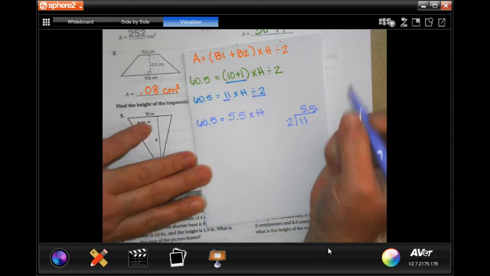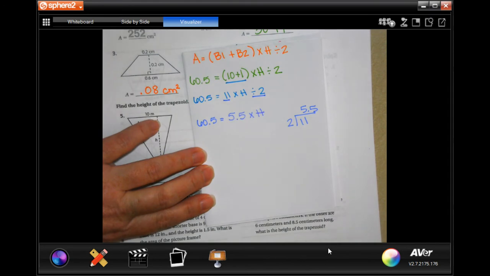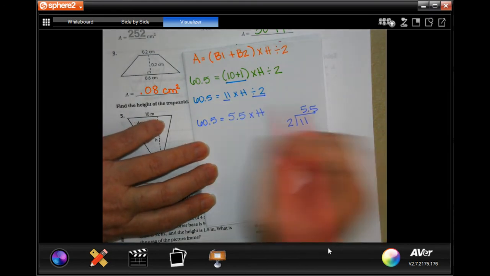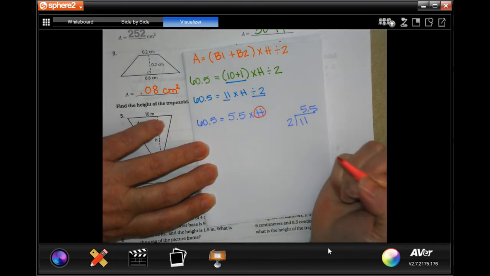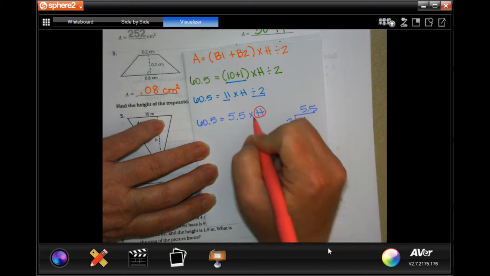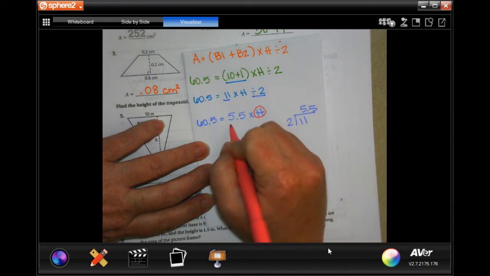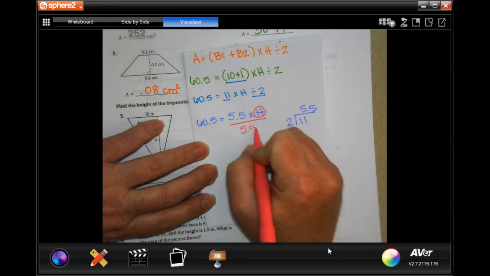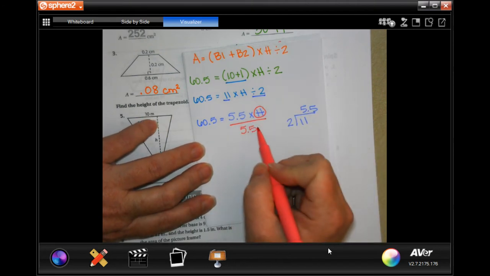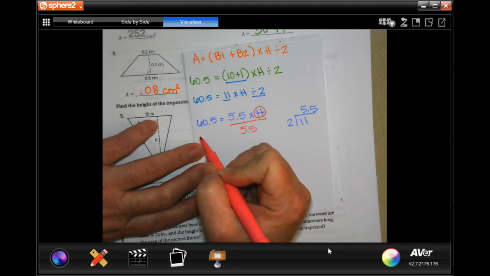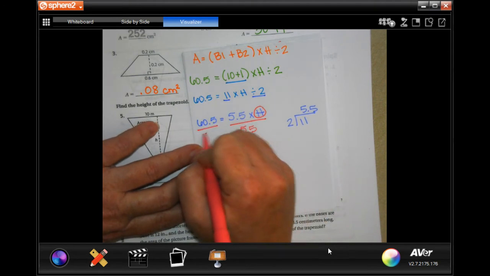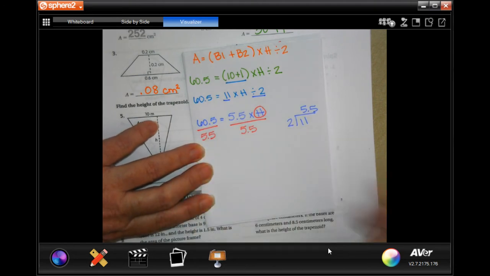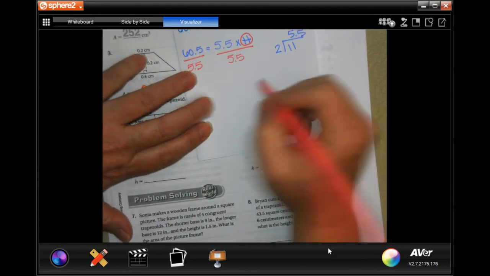Now I need to get h alone. In order to do that, I have to do the opposite of the sign, which is divide, and I have to do that using the number that's there, 5.5. Whatever I do to this side of the equal sign, I have to do to the other side. So I need to divide by 5.5.